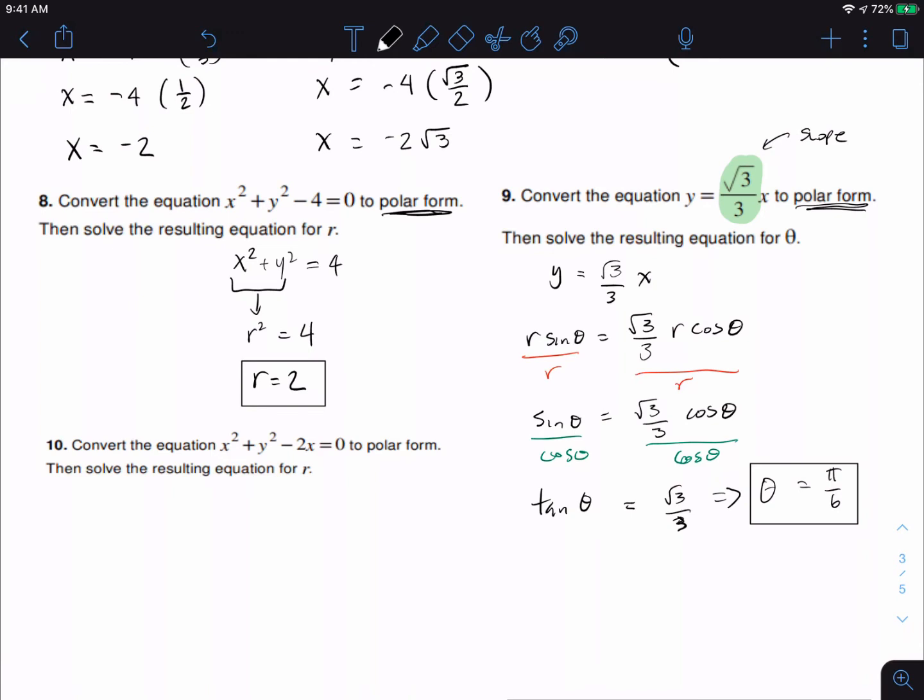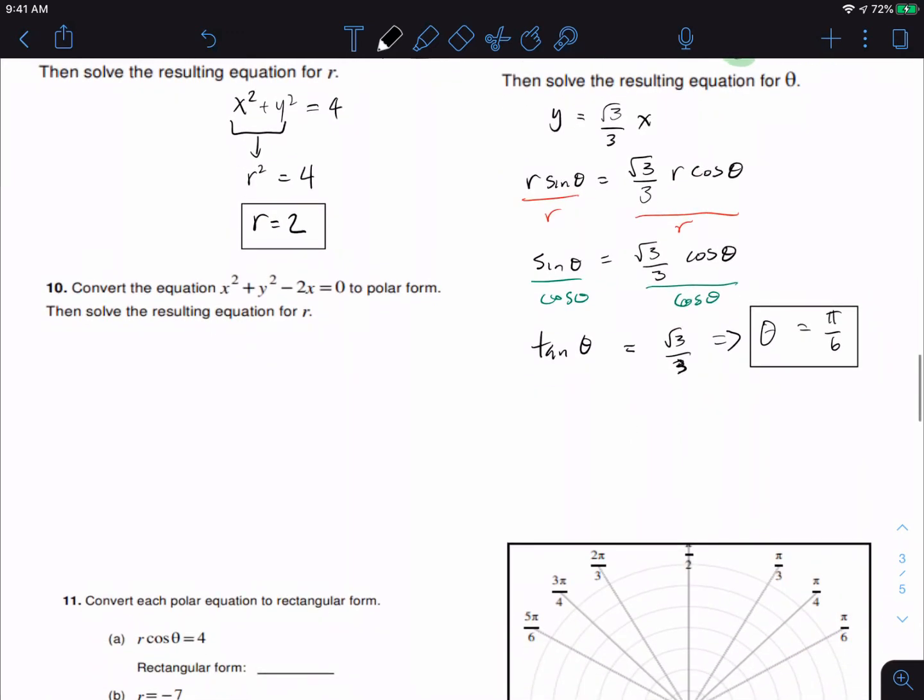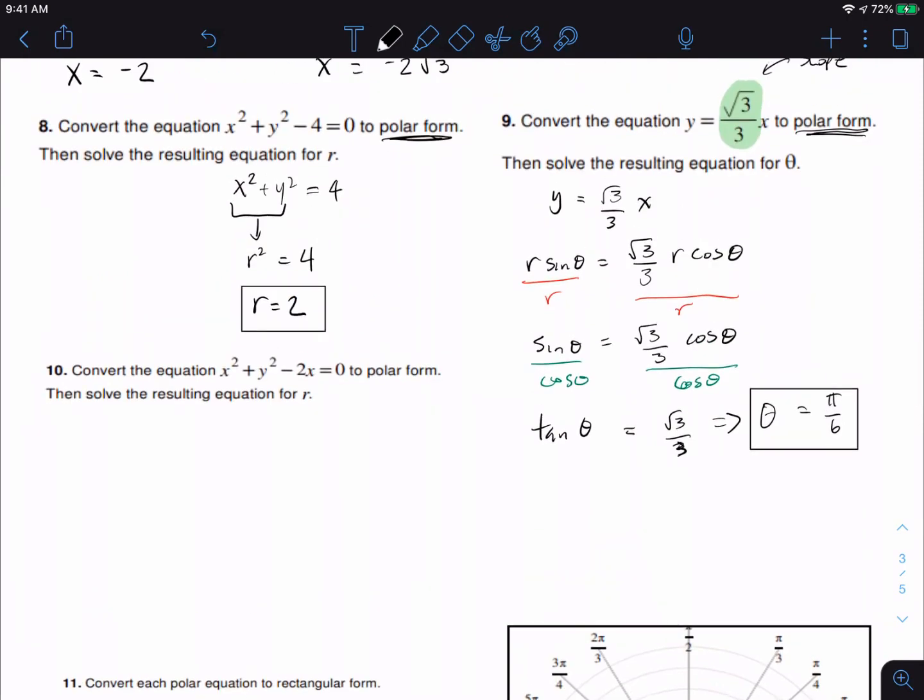Okay. All right, so check this out. This next one's a little bit more complicated because in the previous example that we had on number 8, it was just a number 4. On number 10, you see that that third term is a 2x. So now we got to learn some crazy math. So what I'm going to do is I'm going to write it as x squared plus y squared minus 2x is equal to 0. Now what do I know about these two?